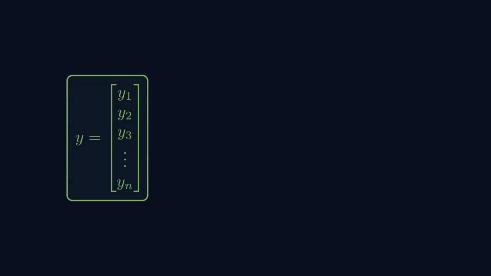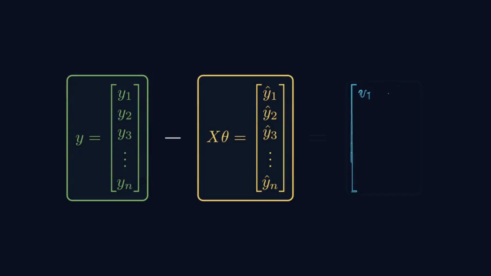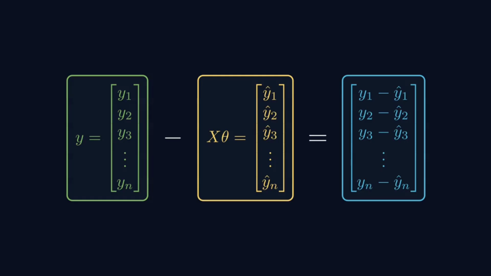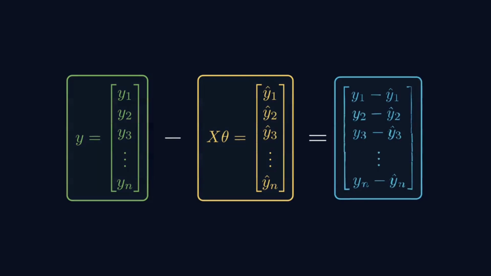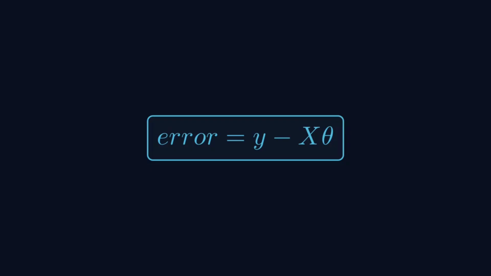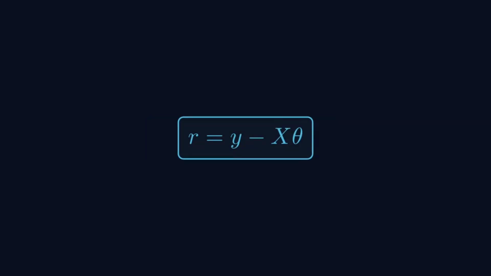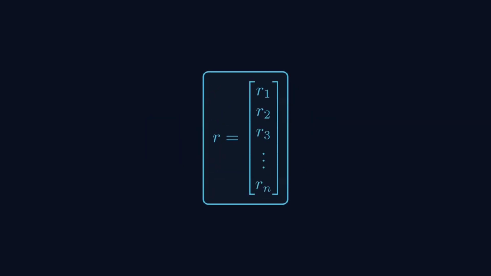Land. So instead of one residual, we get a whole vector of them. Take the actual outputs, subtract the predictions, and suddenly we have every error all at once. The residual becomes y minus x theta. And if you remember, our original goal wasn't to look at errors. We squared them, added them up, and tried to make that total as small as possible.